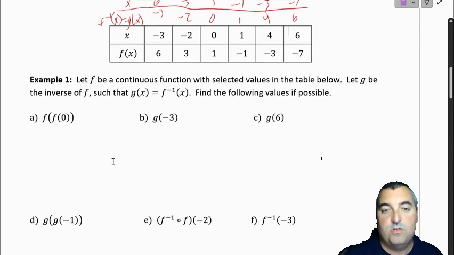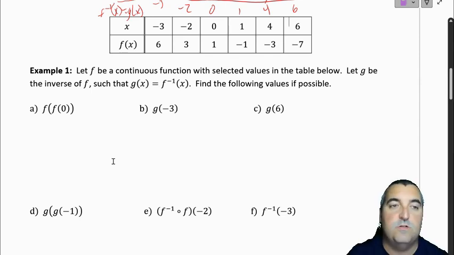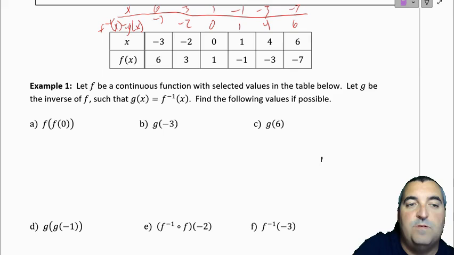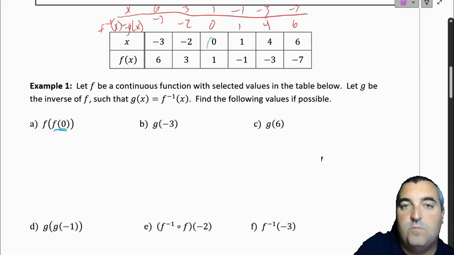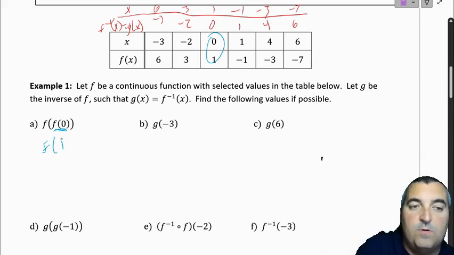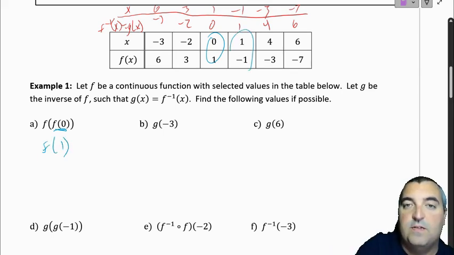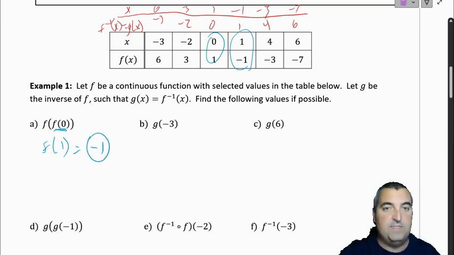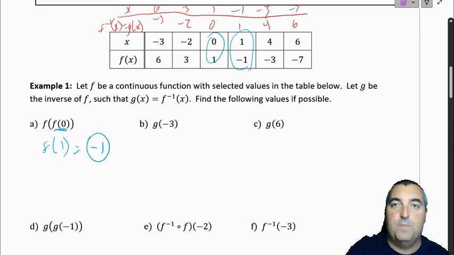Now I can start doing some composite functions here. The first one, I actually didn't even need the table, but it's still going to be helpful for the rest of them. So f of 0, well, f of 0 is 1. So then f of 1 is what I need to find, which means my answer is -1. So, doing a little composite functions right off the bat.